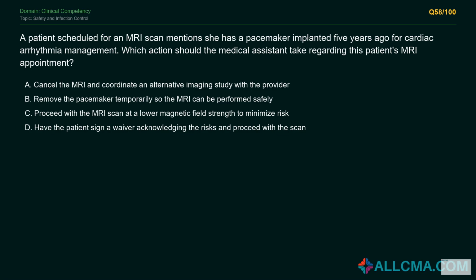Option A. Cancel the MRI and coordinate an alternative imaging study with the provider. Option B. Remove the pacemaker temporarily so the MRI can be performed safely. Option C. Proceed with the MRI scan at a lower magnetic field strength to minimize risk. Option D. Have the patient sign a waiver acknowledging the risks and proceed with the scan.